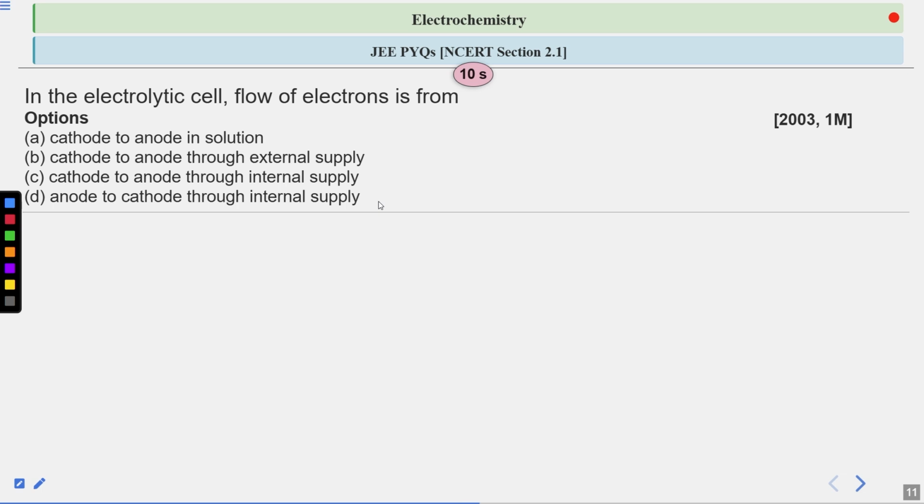So try to solve it and try to come to the conclusion, and then we will see what the correct answer is.